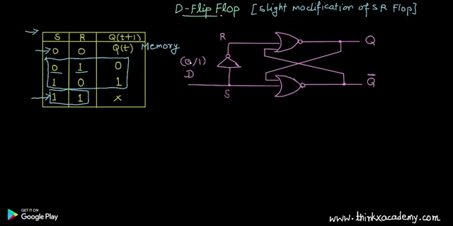Let's consider the first case, when the value of D is low. When the value of D is 0, the value of S will be 0 and the value of R will be the complement of S. So the value of R will be 1 and S is equal to 0. In that case, this condition will get applied. If the value of D is high, then similarly the value of S will be high and R will be the complement of S.